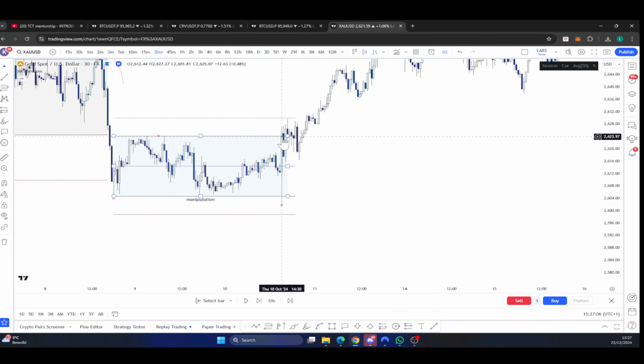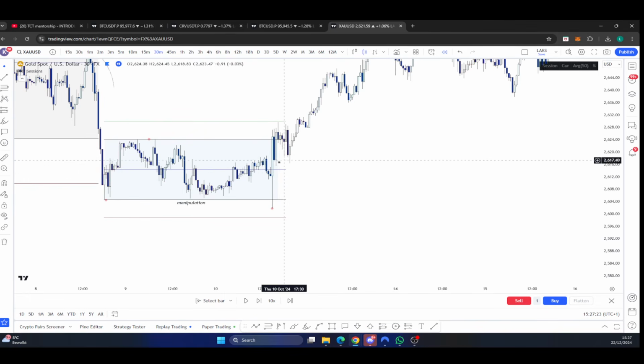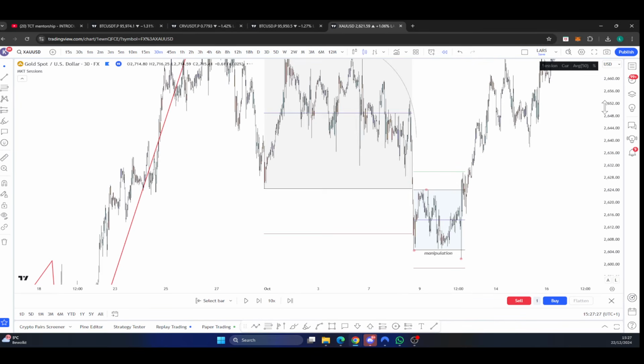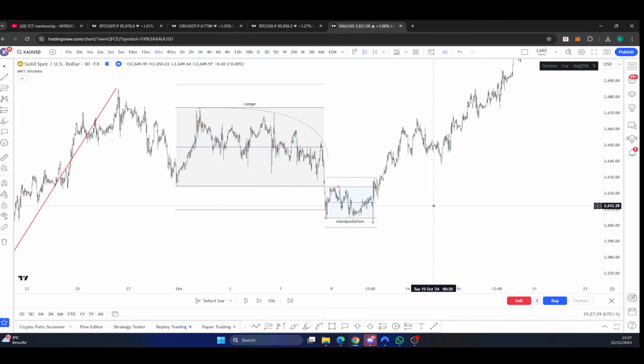Now, this was actually a news event, right? I remember it very well, where at 2:30 p.m., we got a news release. Price came down, swept the liquidity of that low, and swept that range low and fully reversed back up. So it was harder to enter this. You had to enter on news on the lower time frame, which is always riskier. But it just goes to show that news completes where liquidity is.